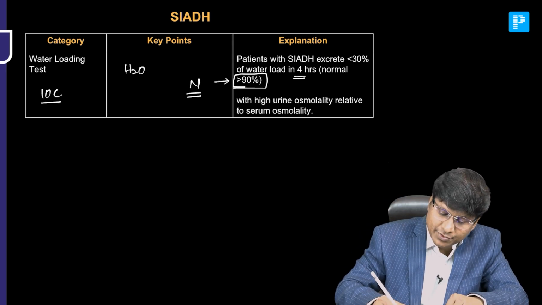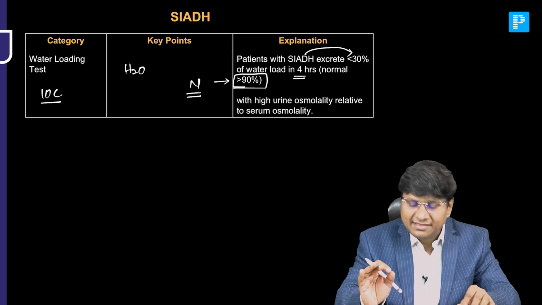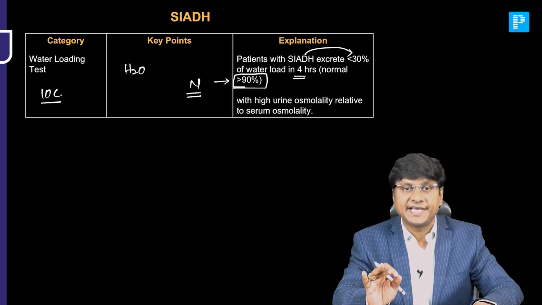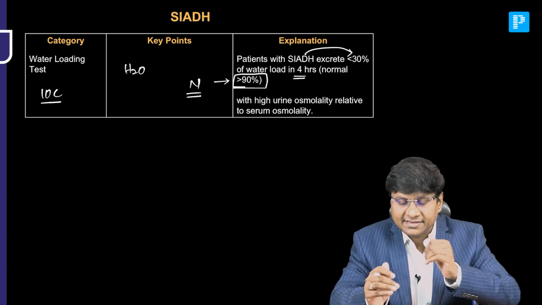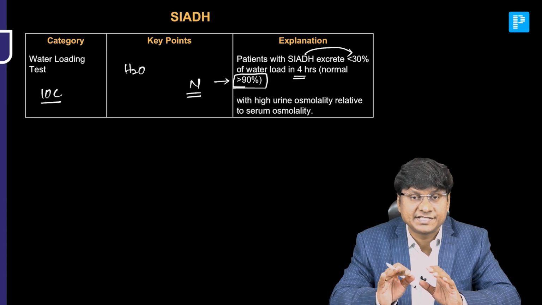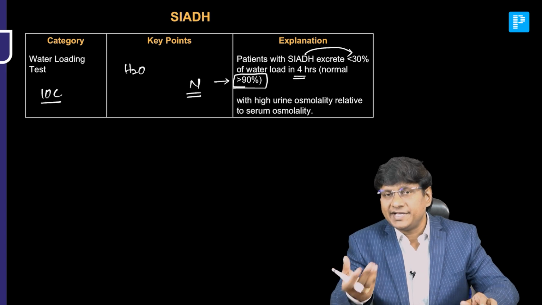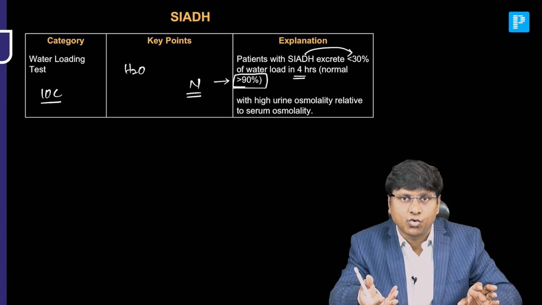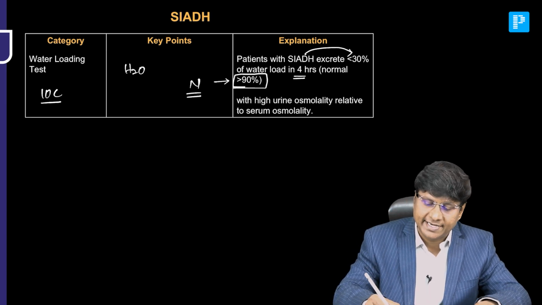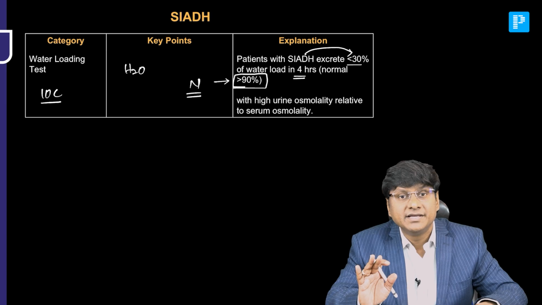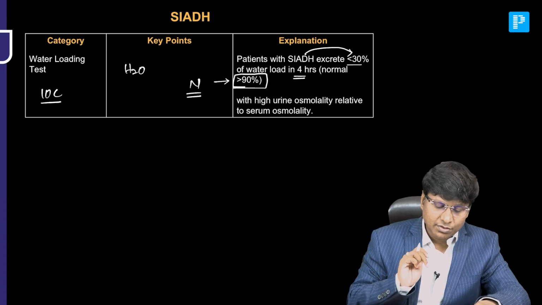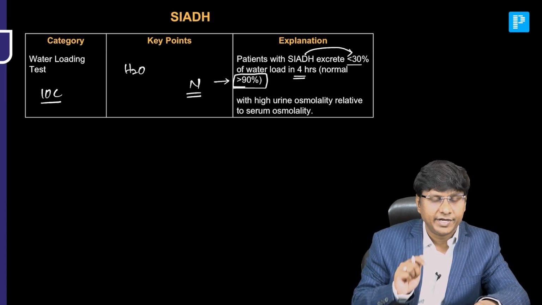Whereas in patients with SIADH, less than 30% of the water load is excreted. Why is that? Due to excessive ADH production, there will be excessive water reabsorption, and that is the reason why only less than 30% of the water is being excreted out, right? So this is about the water loading test.